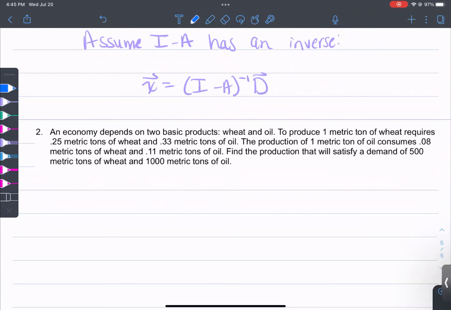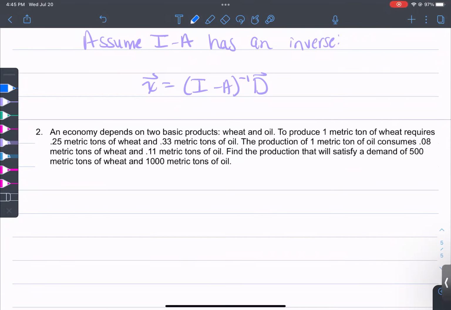An economy depends on two basic products, wheat and oil. To produce 1 metric ton of wheat requires 0.25 metric tons of wheat and 0.33 metric tons of oil. The production of 1 metric ton of oil consumes 0.08 metric tons of wheat and 0.11 metric tons of oil. Find the production that will satisfy a demand of 500 metric tons of wheat and 1,000 metric tons of oil.